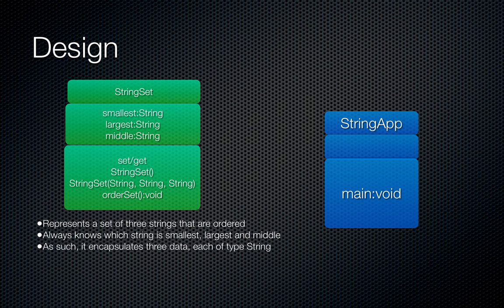And this is why, when we think about the data that this class has, or the data or attributes of the concept that this class represents, we're thinking about a smallest, a largest, and a middle. Each one of those 3 is of type string. The class contains several actions. The first actions are, of course, our set and get methods, and we have the default constructor.